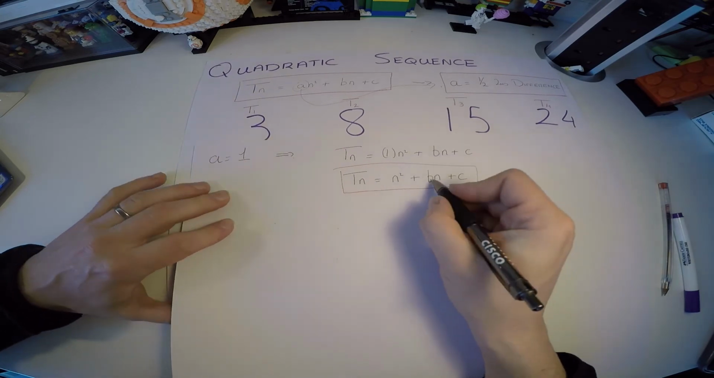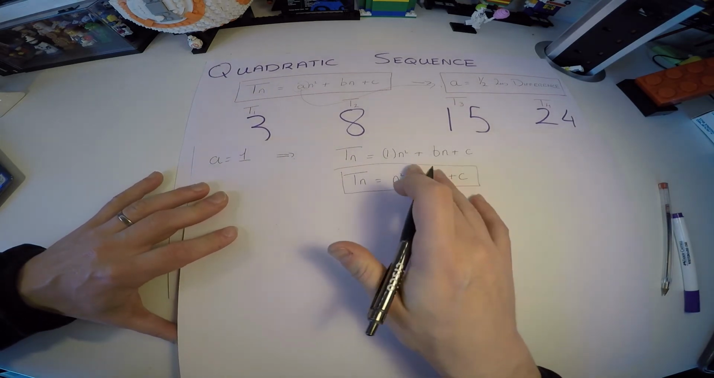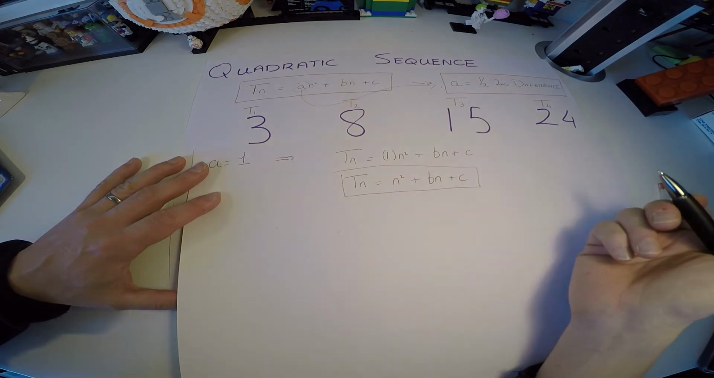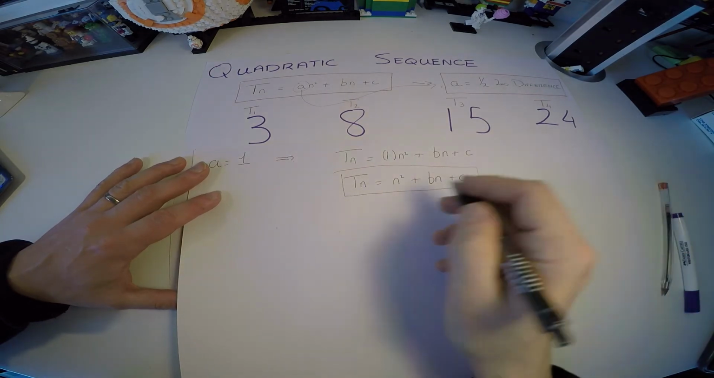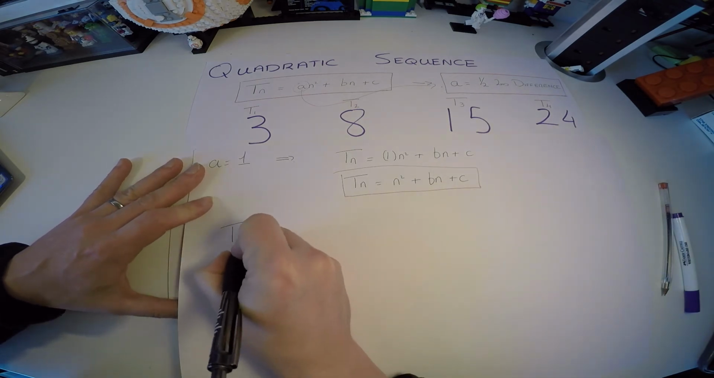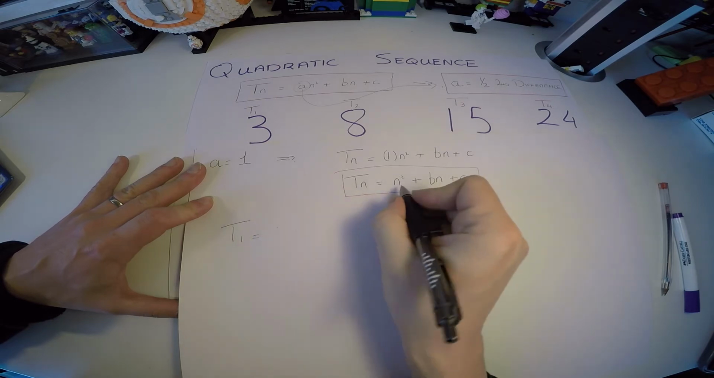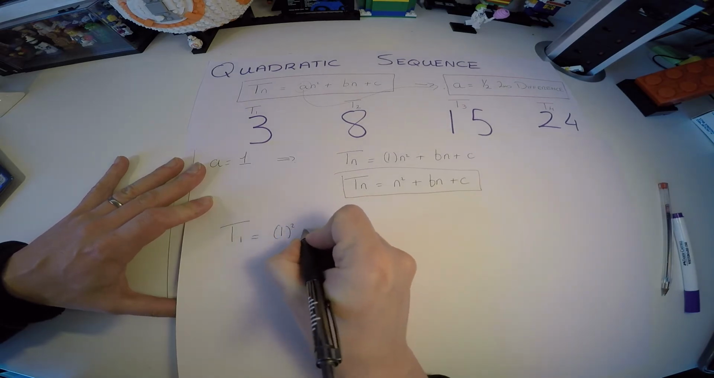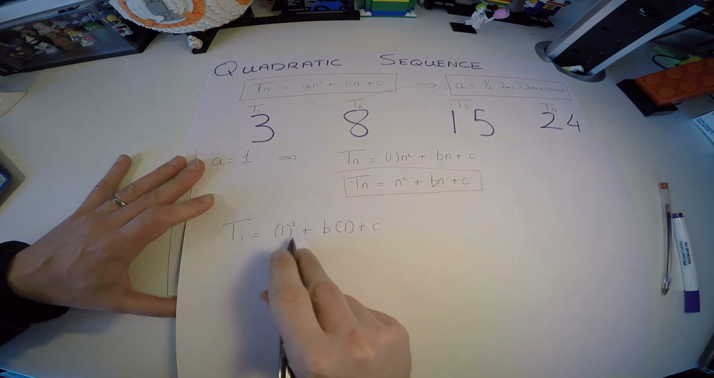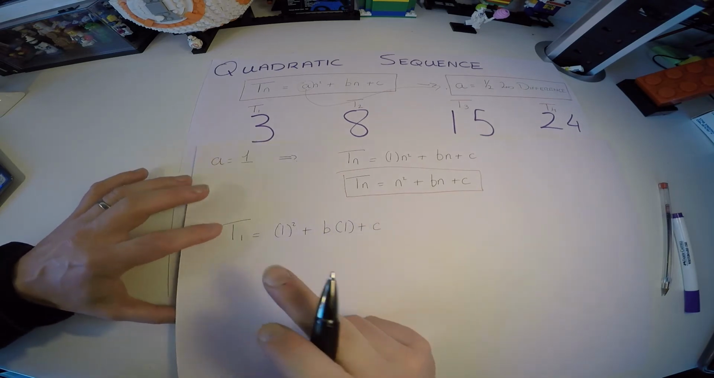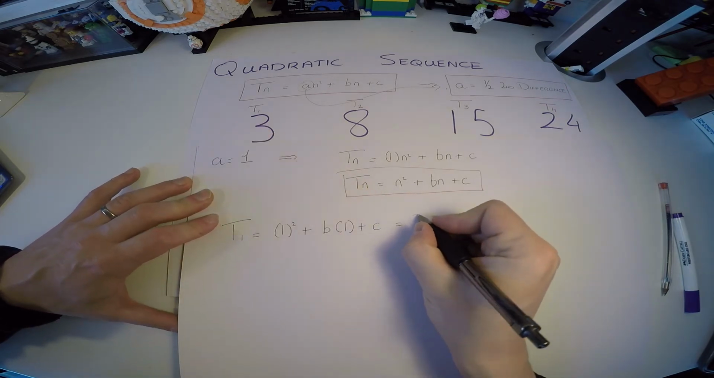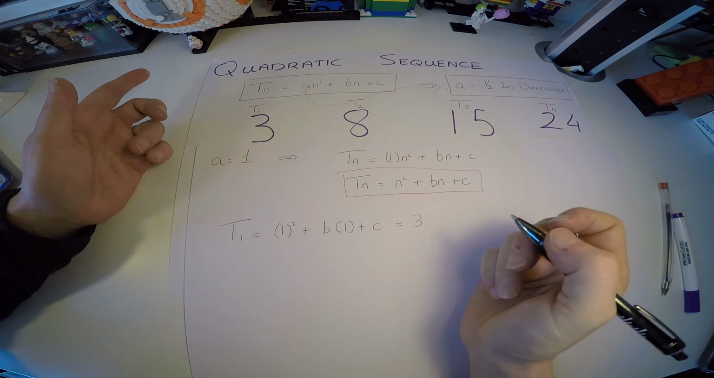Well, for b and c, there's some information we can use. To find any term, we replace n by the term we're looking for. So for instance, if I wanted to find the first term, I'd replace n by 1. So what's the first term? Well, the formula would say T1 is equal to, and let's replace all the n's by 1, 1 squared plus b times 1 plus c. And that would, if we knew b and c, give us the first term. But we do actually know the first term. This stuff should equal 3 because the first term is 3.